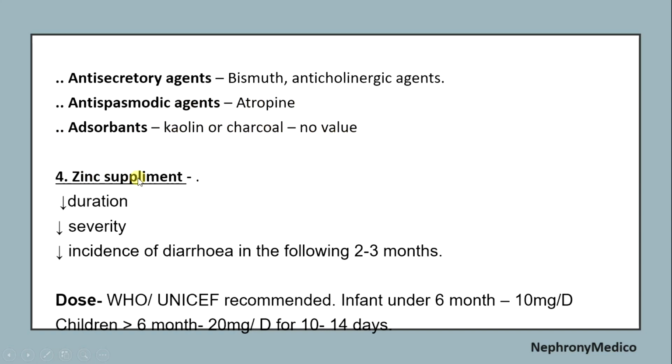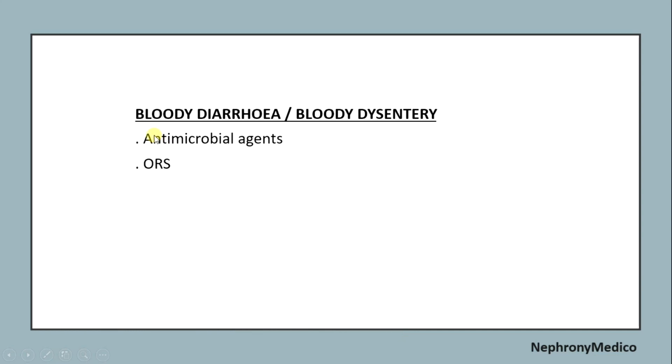and zinc supplement is given because it reduces the duration, severity, and incidence of the diarrhea in the following 2 to 3 months. Now, dose. According to WHO or UNICEF recommendation, infants under 6 months get 10 mg, and children more than 6 months 20 mg for 10 to 14 days. In case of bloody diarrhea or bloody dysentery, antimicrobial agents and ORS are given. End of the topic.